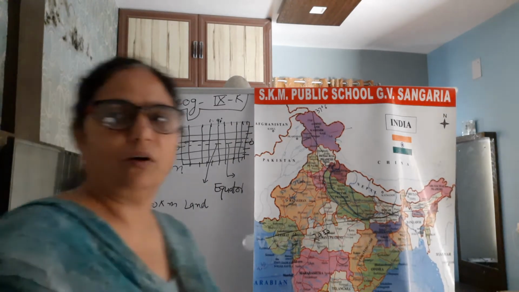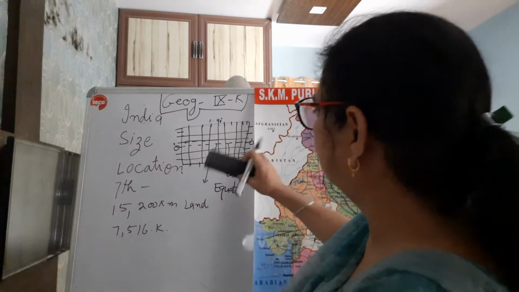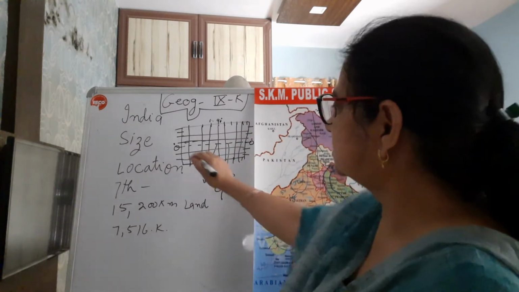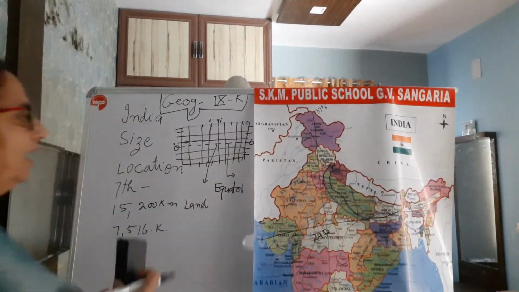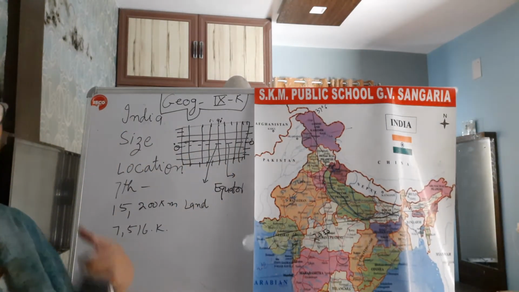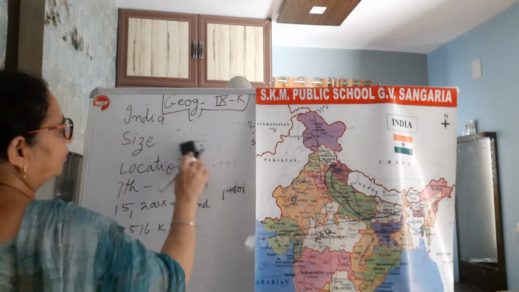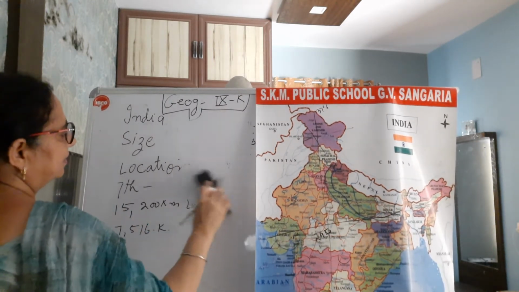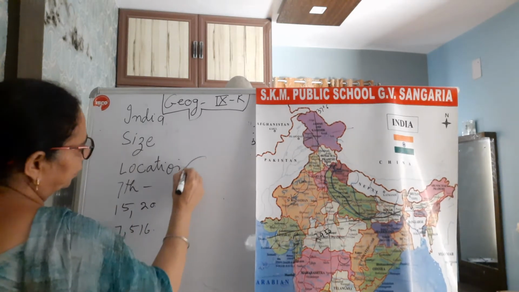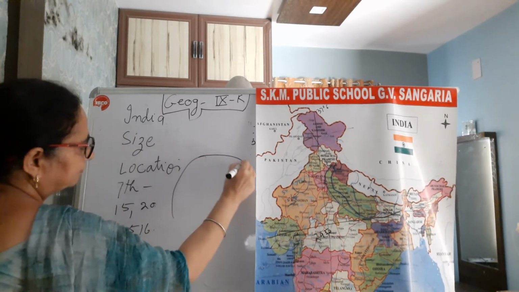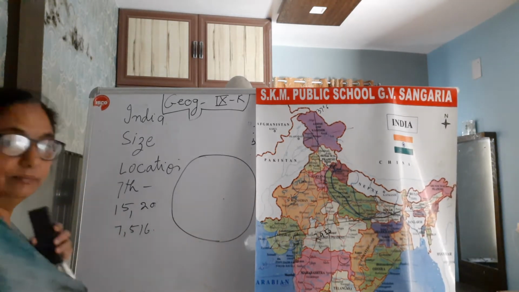We'll see it on the globe also, but just for your understanding I am telling you these are the lines, and this is the major line. Let us make it on the globe. Suppose this is a globe. Is it looking like a globe?